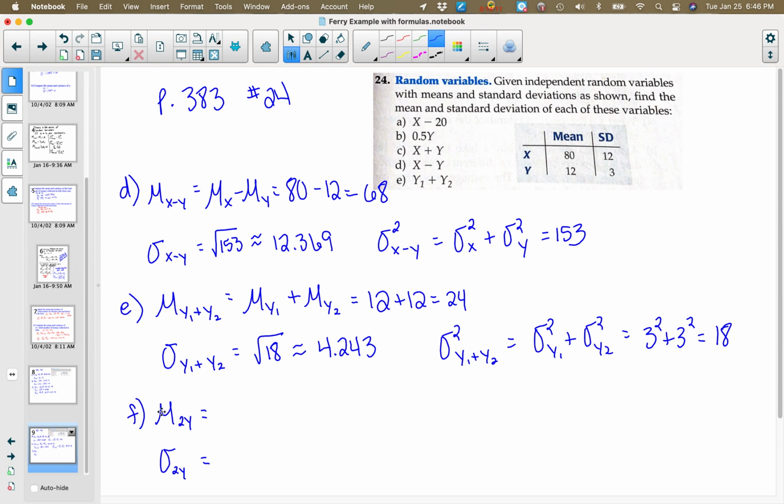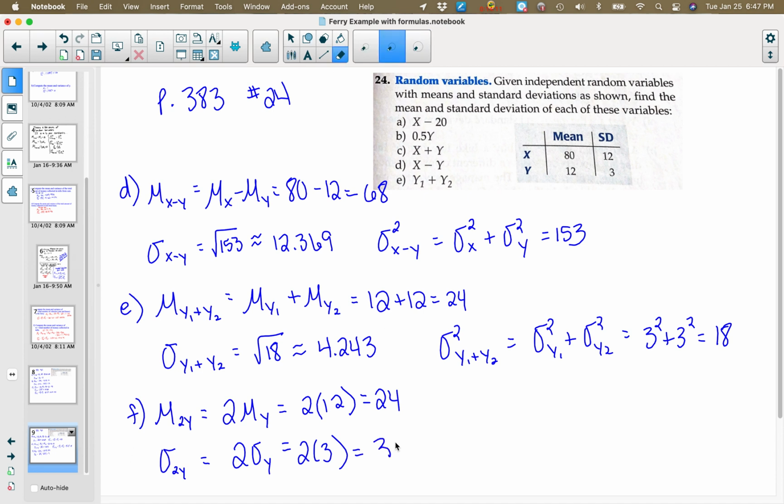Okay, and then on the last one, to get mu sub 2y, we're going to have 2 times mu sub y, just using one of the formulas. So that means we're going to have 2 times 12, and we get 24. Notice it's the same thing that we got up here. And then for the standard deviation, we can take 2 times sigma sub y. We get 2 times 3, which is 6. And notice it's not the same thing as the standard deviation we got up here.